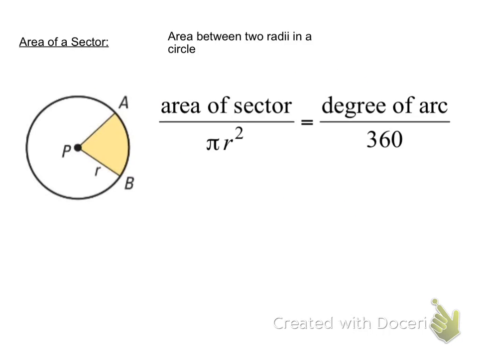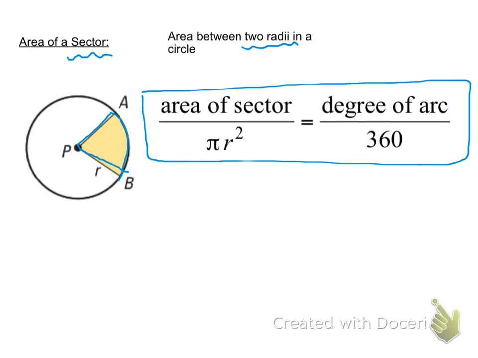Maybe what's new to you is area of a sector. The area of a sector is the area between two radii, or radiuses, if you want to say. As you can see here, it looks like a pizza slice. So, if I want to find the area of that shaded figure, what I'm going to use is this proportion.